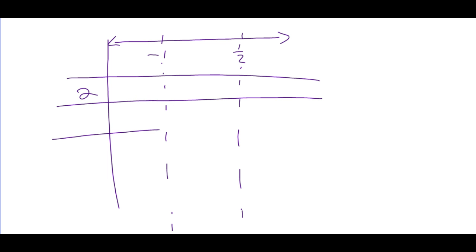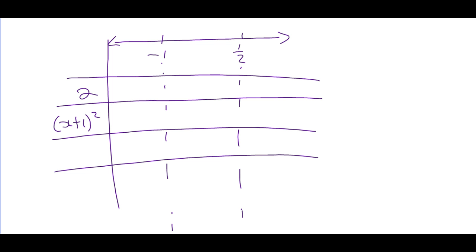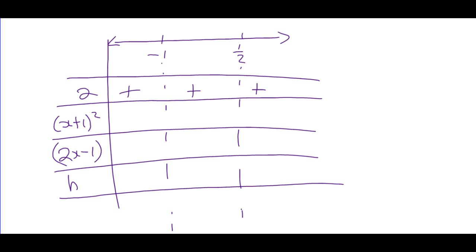Okay, so we got the 2. We got the x plus 1 squared. And we've got the 2x minus 1. Okay, so the 2 is always positive, right? It's just 2. Because then down here we've got h prime of x, and then here we've got h of x.